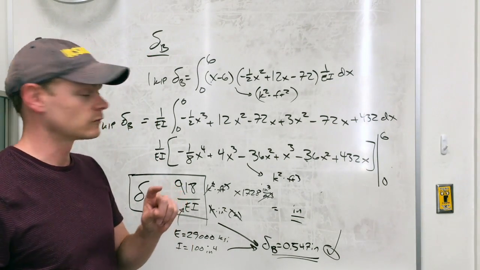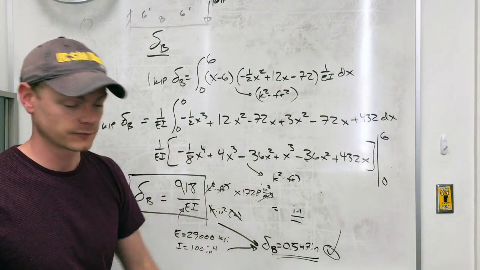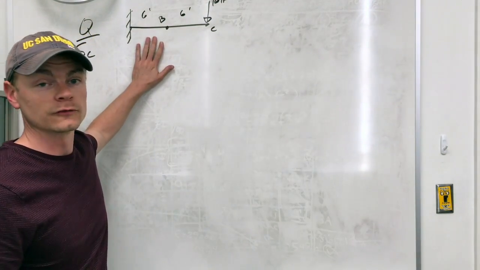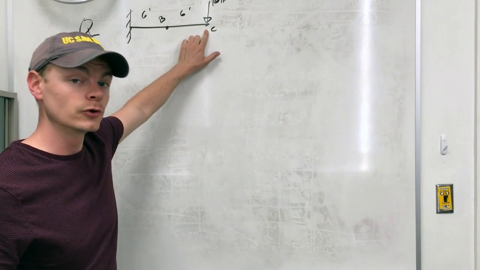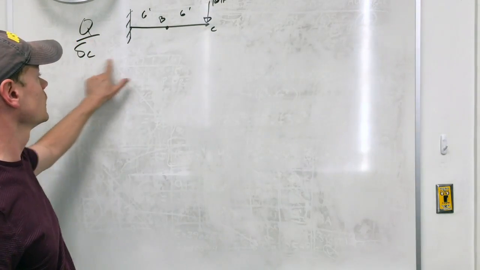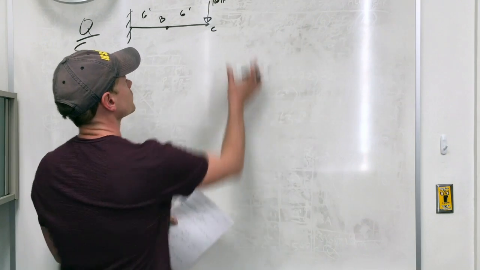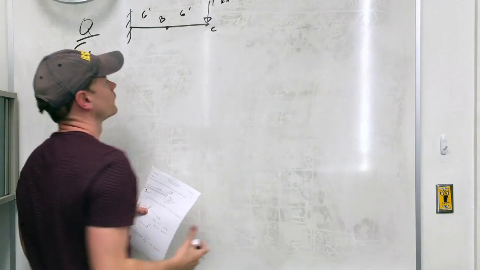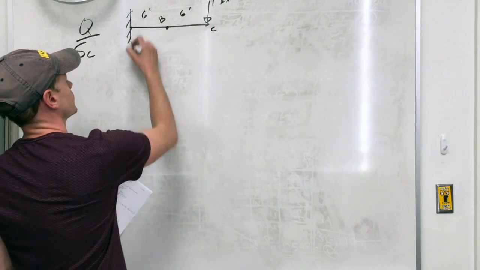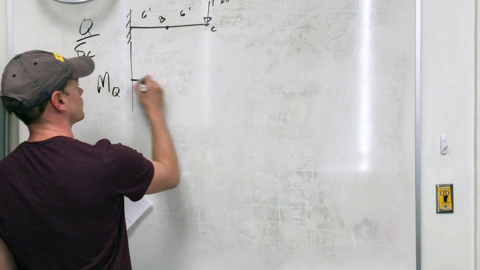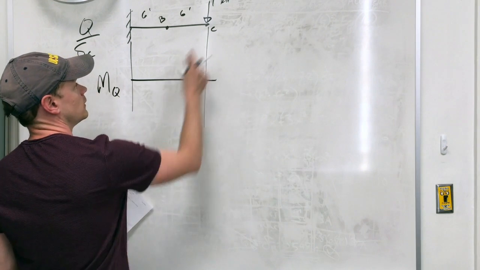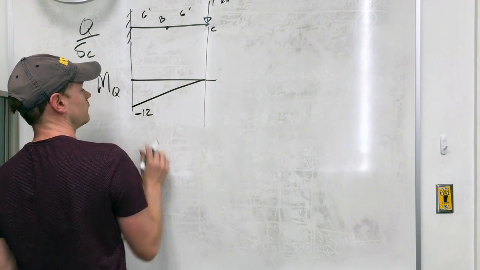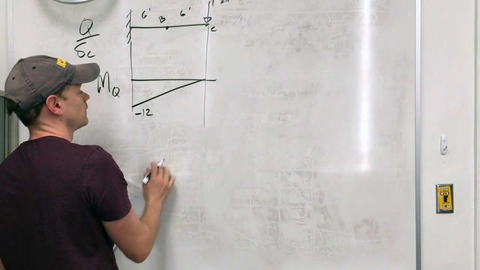Okay, so next bit, I'm gonna do delta C. Now when I wanna go find delta C, I have to use a new Q system. So my new Q system is one kip applied at C, right? One kip applied at C. So the moment diagram here is MQ. It's one kip times 12 feet. So I should have minus 12, right?